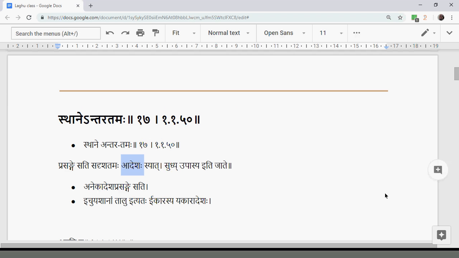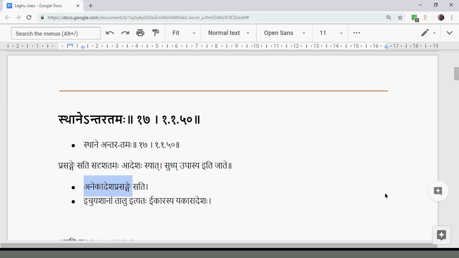So what is sthane antaratamah? Prasange sati sadrishatamah adeshasyat. Which should be the adesha? Sadrishatamah. So antara here means sadrisha, antaratamah is equal to sadrishatamah, that is the idea here. Antara stands for sadrisha, which is similar, and tamah says most similar. And prasange sati is what? Anekadesha prasange sati: when there is a prasanga situation, when anekadesha is there.